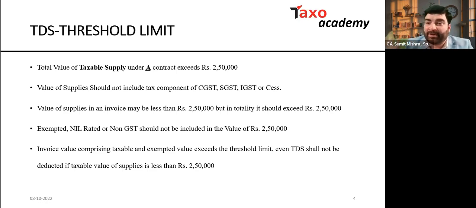If I am having multiple contracts with A, multiple for different supplies, then for each contract with A, I have to again check whether the value exceeds 2,50,000 or not. That's a simple concept. If you stick to this concept, I think the rest of the things you can understand very easily. So moving ahead.